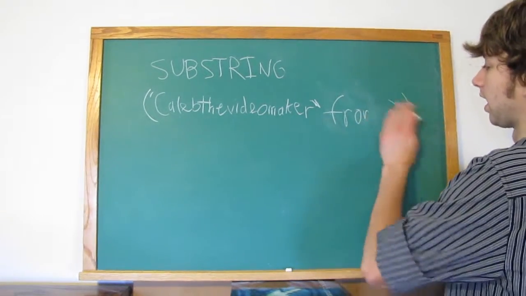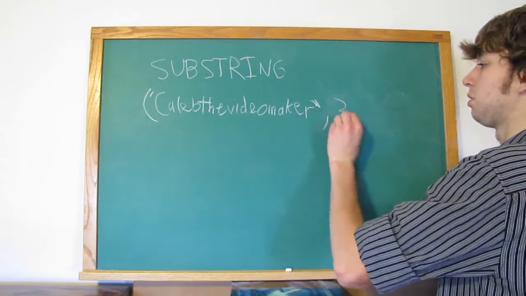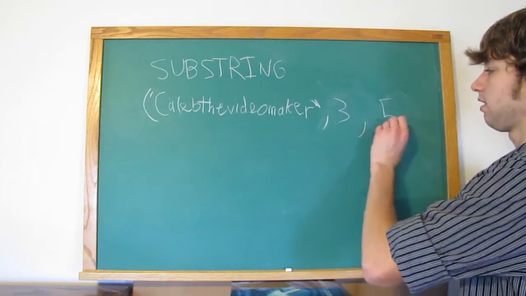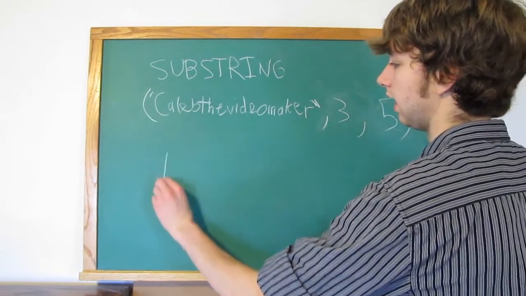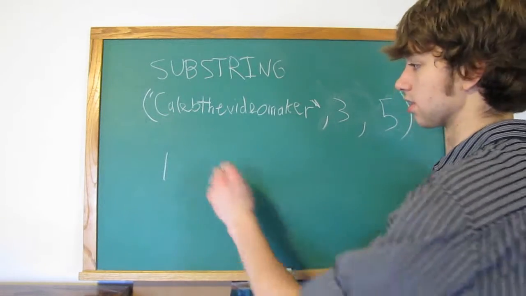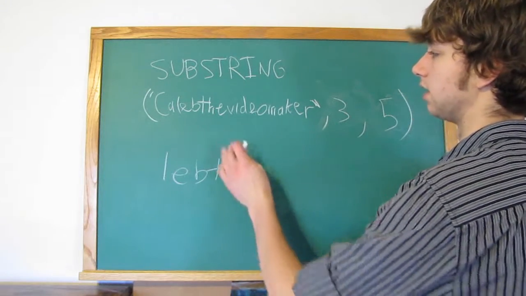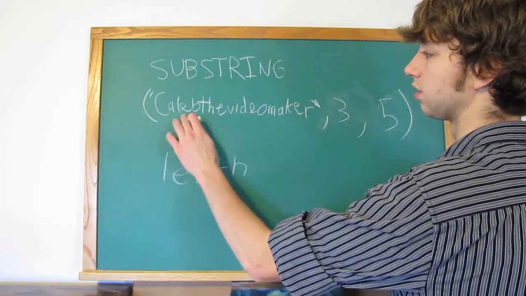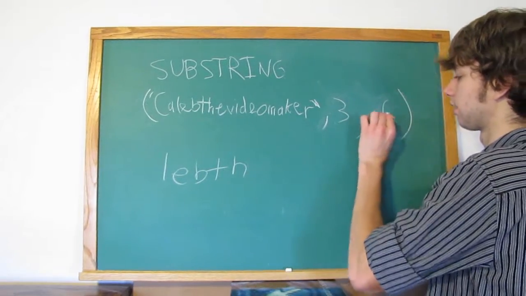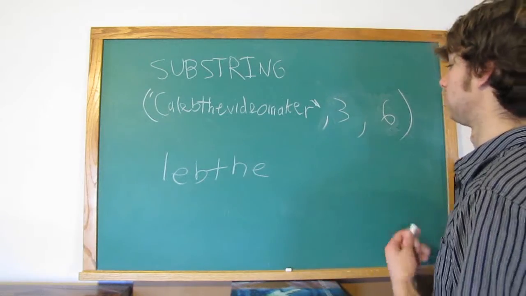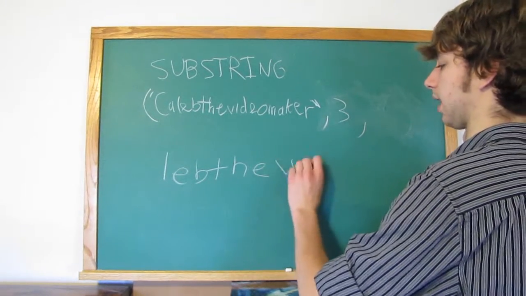But you can actually add another thing in here to say how many characters to return. So if I put a comma and then a 3 and then a 5, it's going to go to the third character, 1, 2, 3, L, and it'll return 5 characters, E, B, T, H. Because we start here, 1, 2, 3, 4, 5. So if I replace this with a 6, it's going to return another character, and so on. So if I just get rid of this altogether, it's going to bring back the whole thing.